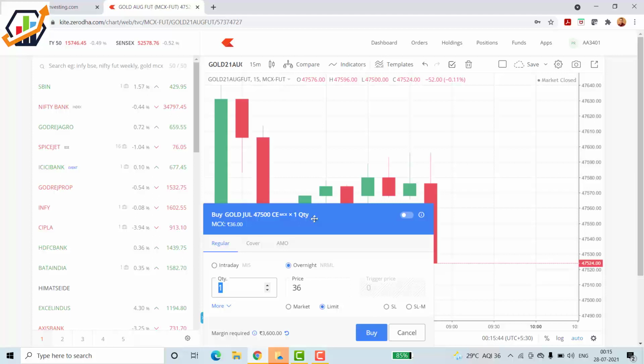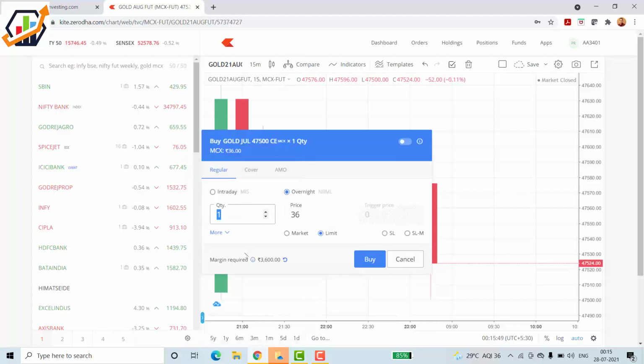So similar one, again you can say buy for 47,500, and if you see what is the margin required, the margin required would be 3,600, which is very low, because now the time value is much lesser. That's the reason why you're finding that this is so cheap. Otherwise this premium can be quite high also. So same way like how you bought the call for equity or for the indices, you can buy for the precious metals like gold and silver also.